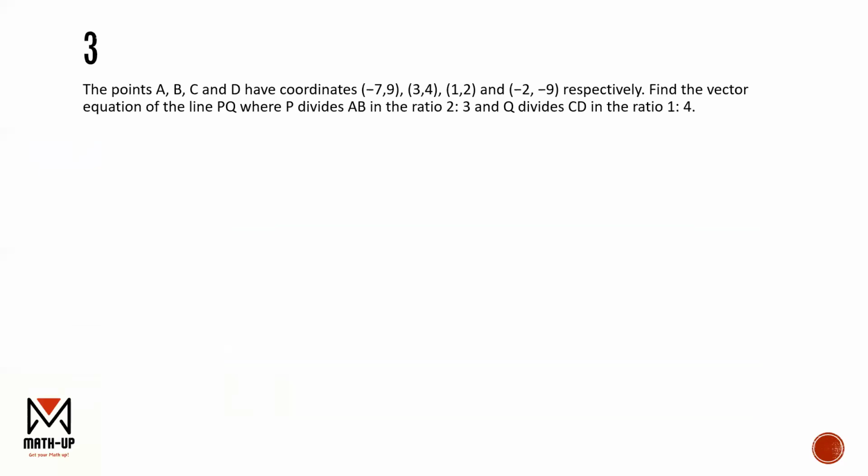Yes, this is question 3, and it's a vectors question. The points A, B, C, and D have coordinates, as you can see, respectively. We've been asked to find the vector equation of the line PQ, where P divides AB in the ratio 2:3, and Q divides CD in the ratio 1:4. So we need knowledge from our ratio theorem, because we're looking at division of line segments, and we also need knowledge of the line because we're finding the vector equation of the line.